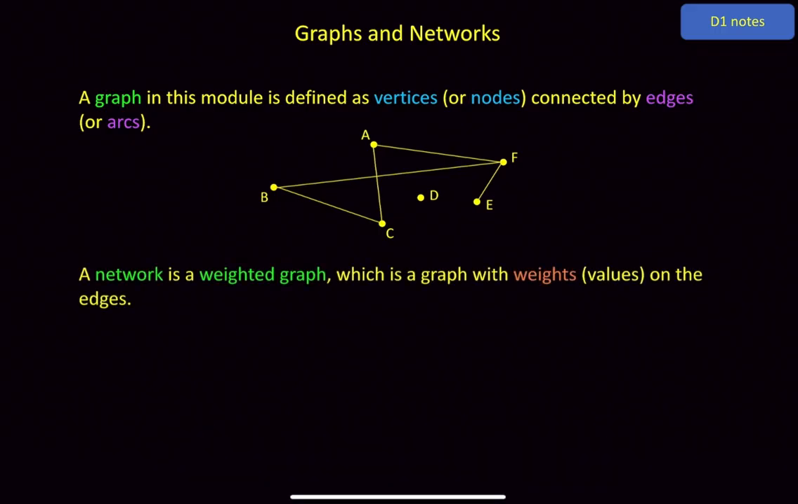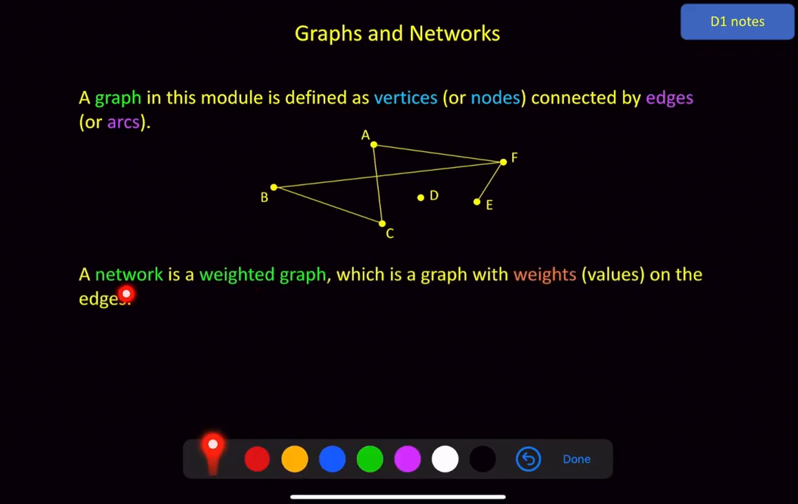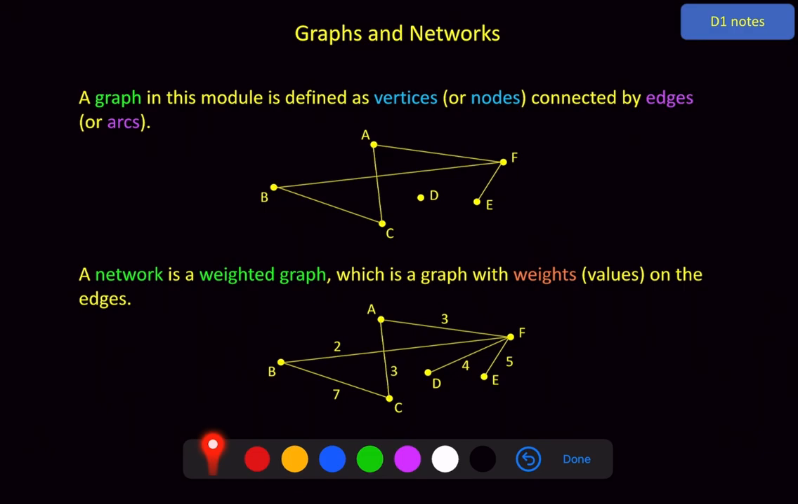A network is very similar. It's something called a weighted graph. Now you might see this word or you might see this phrase. And it's just a graph, it's the same thing, but with numbers on the edges, representing something, whether that's time or distance, whatever it is.